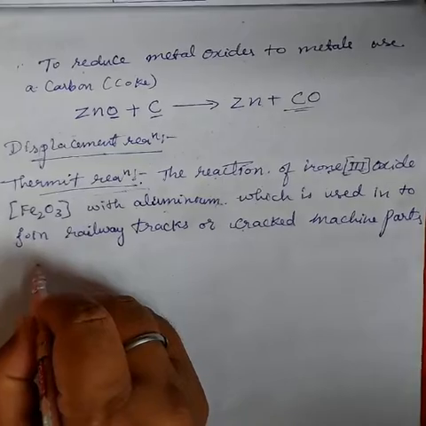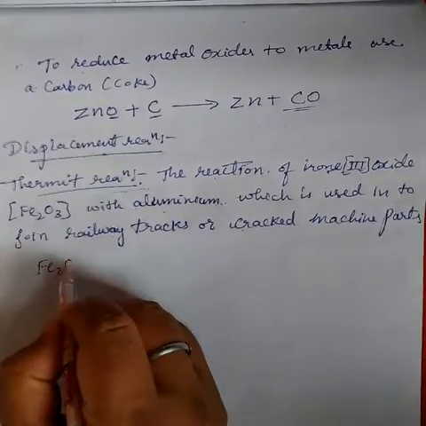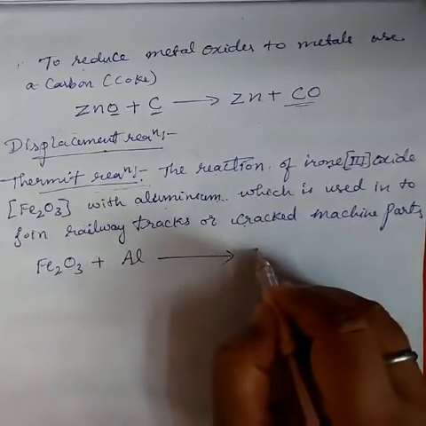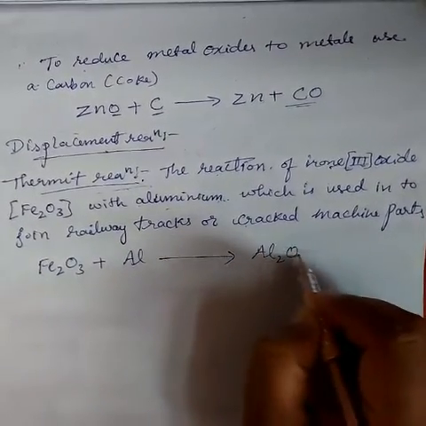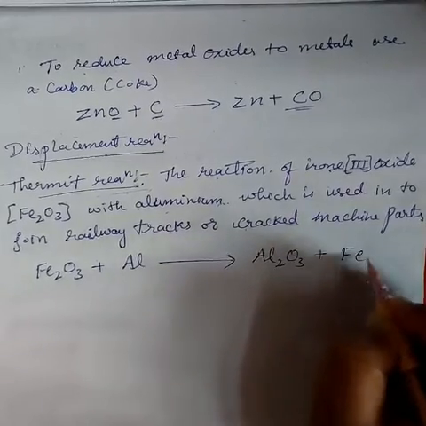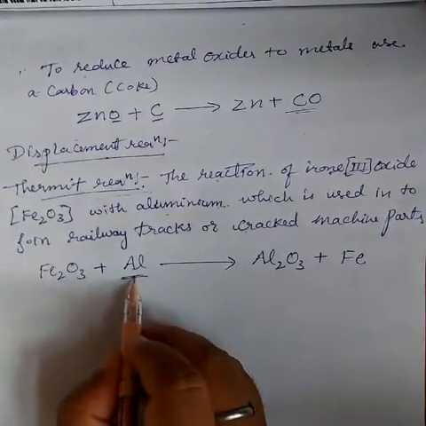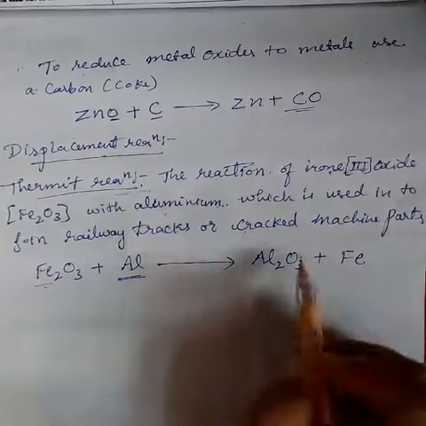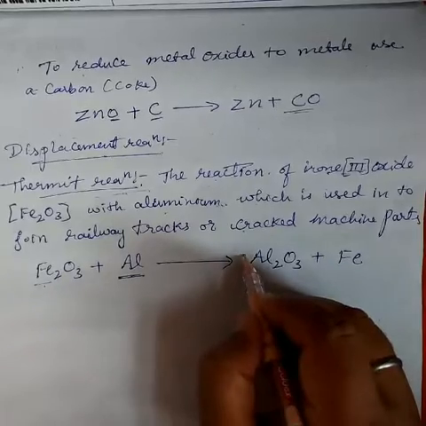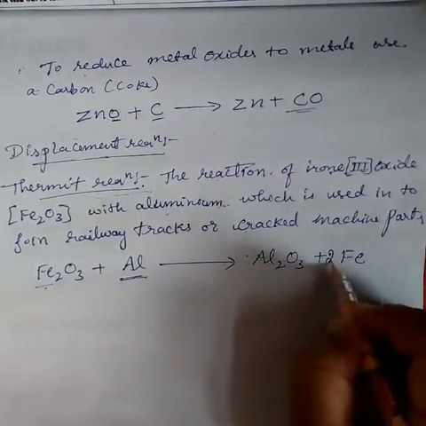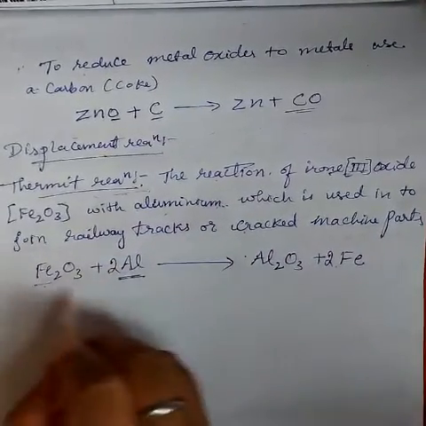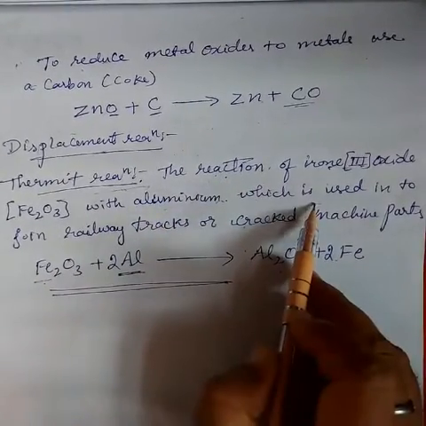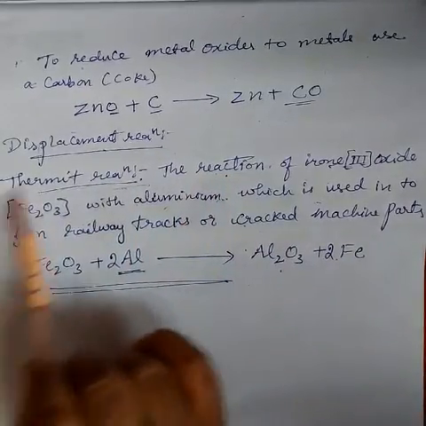You write down this equation also: Fe2O3, ferric oxide, and then aluminium. What products are formed? Aluminium oxide, and iron is separated. Why? Because aluminium is more reactive than iron, that's why it displaces the iron. We balance this equation also, putting a 2 here and a 2 here. This is called the thermit reaction equation and definition, and where it is used. If asked in the examination, you write these three things.